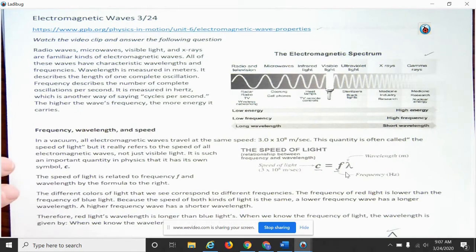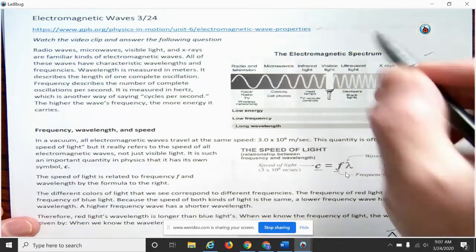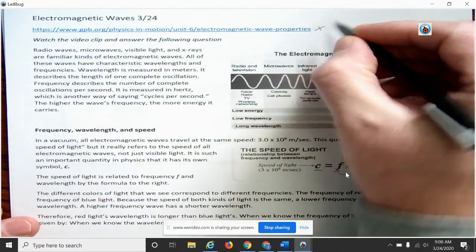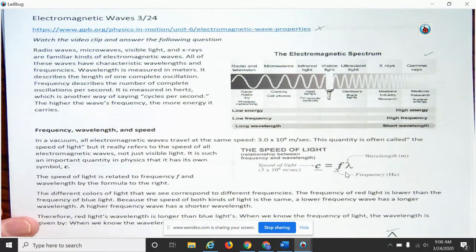This is electromagnetic waves. It's fairly straightforward. The reading is built right in. But as you go through this, the first thing I want you to do is up here, this little hyperlink will take you right to a physics in motion video. It's only about 10 minutes long. It'll walk you through most of the information you're going to need.